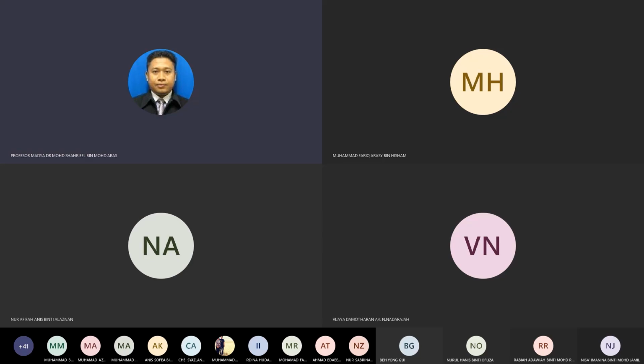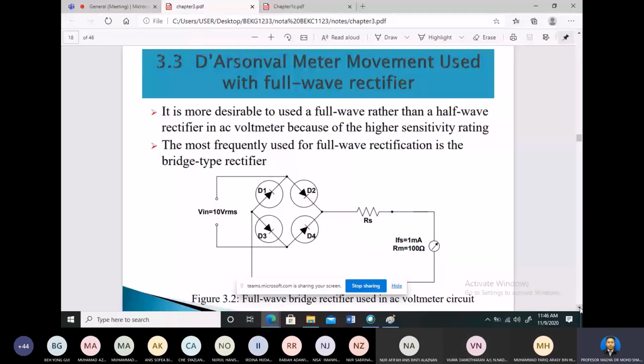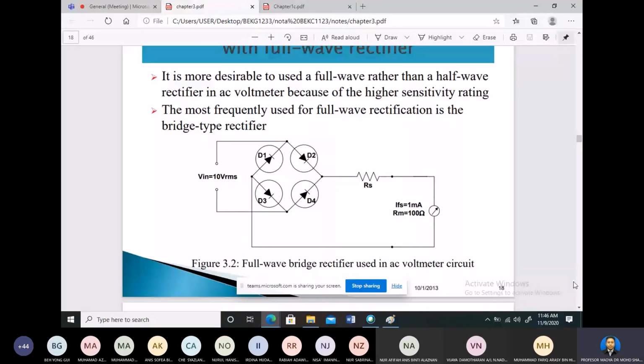Alright, so let's go for dimension 3. Next, you can see this one. This is a full wave bridge rectifier used in the AC voltmeter circuits. For example, here we have 10 volt RMS, going through this full wave rectifier, and then we also have the RS, the multiplier resistor, and this is our voltmeter.